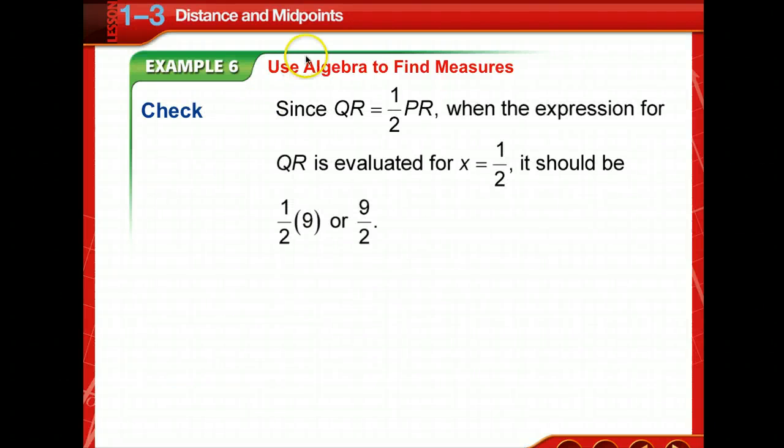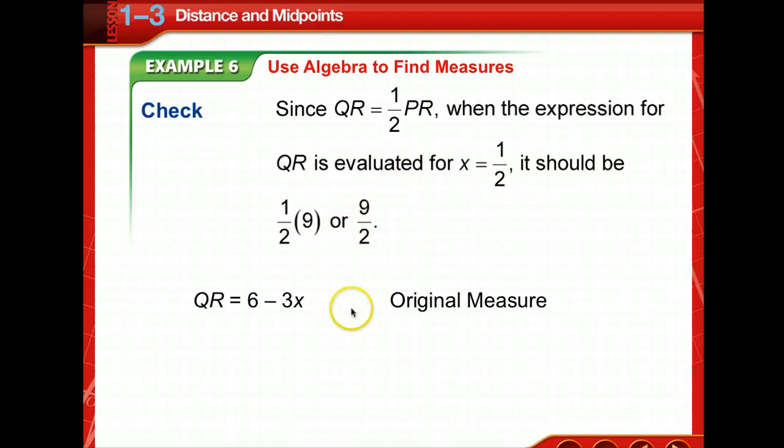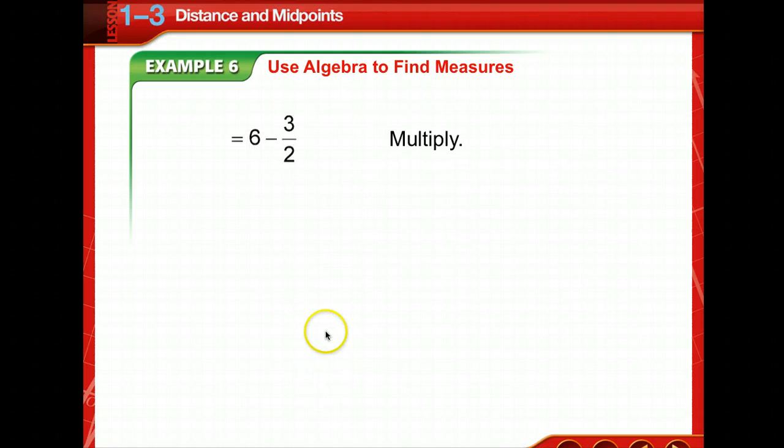You can go back and check your answer. So 1/2 of 9 is 9 over 2. The original measure says 6 minus 3x. Okay, if x is 1/2, 6 minus 3/2 gives us 9/2. So yes, that checks out as well.